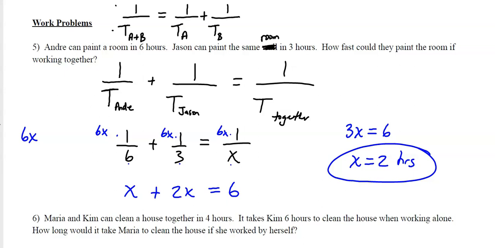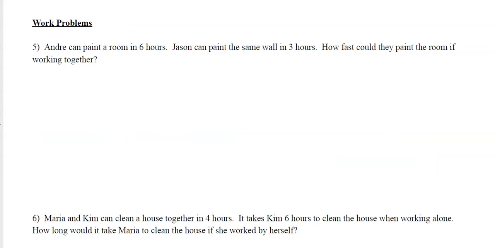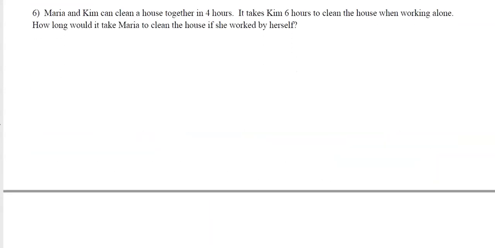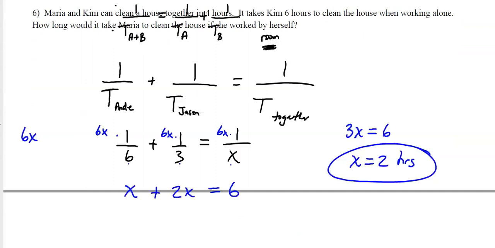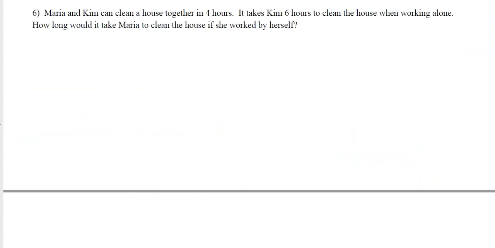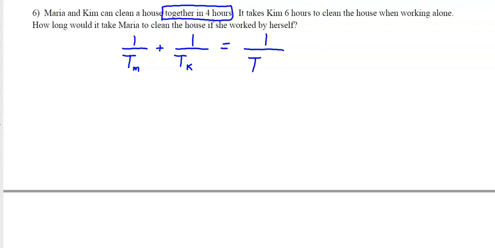So let's try the next one. There's a little different twist to this one. It says Maria and Ken can clean a house together in 4 hours. So this one's a little bit different because we know the together part. Together in 4 hours. So if I start with my setup, it's 1 over the time it takes Maria to do it, plus 1 over the time it takes Kim to do it, should equal 1 over the time it takes Maria plus Kim.